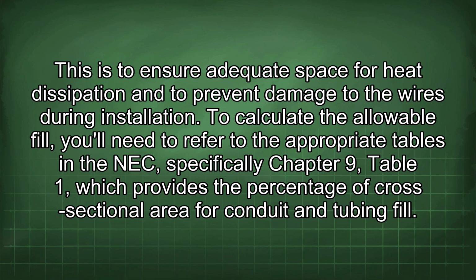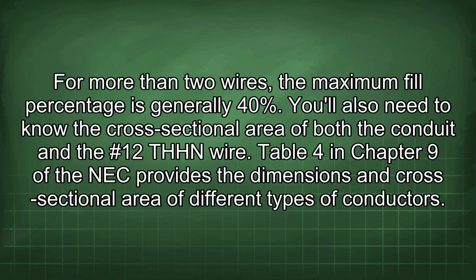To calculate the allowable fill, you'll need to refer to the appropriate tables in the NEC, specifically Chapter 9, Table 1, which provides the percentage of cross-sectional area for conduit and tubing fill. For more than 2 wires, the maximum fill percentage is generally 40%. You'll also need to know the cross-sectional area of both the conduit and the #12 THHN wire. Table 4 in Chapter 9 of the NEC provides the dimensions and cross-sectional area of different types of conductors.